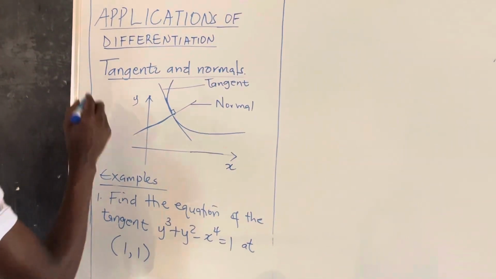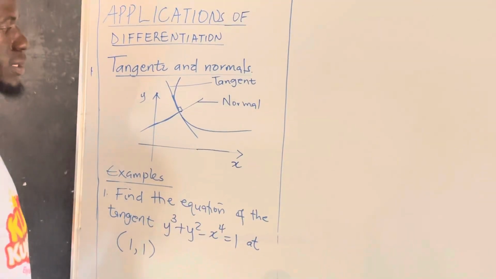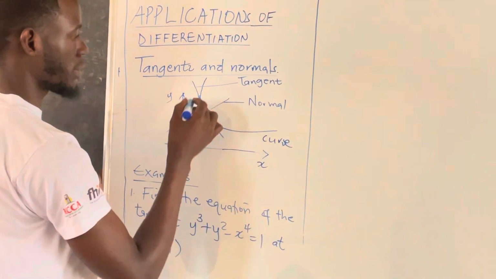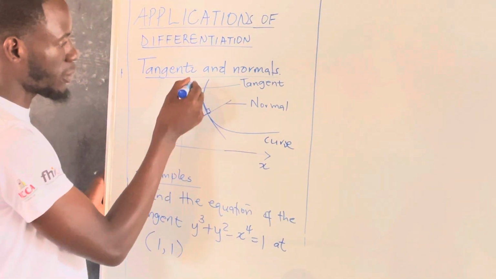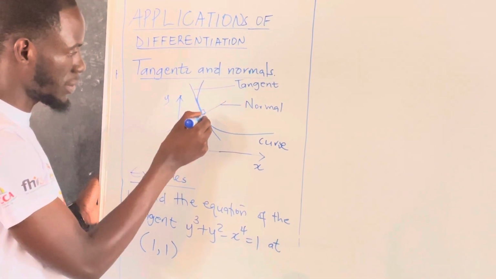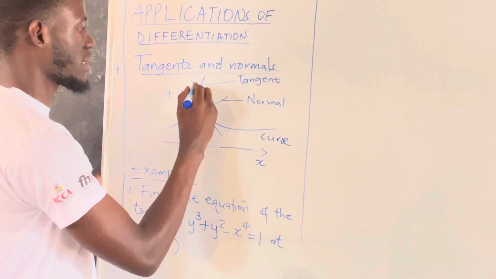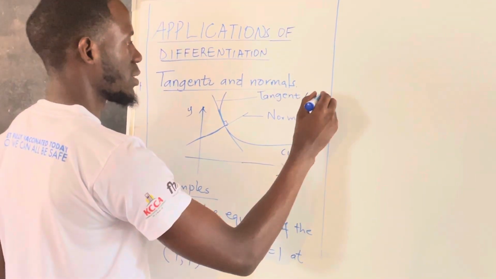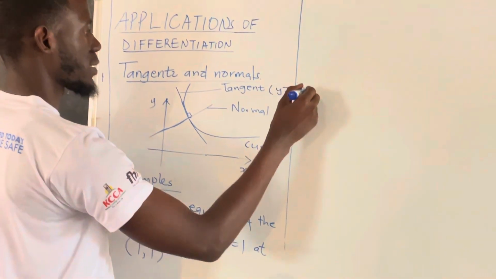Say the first application is tangents and normals. If you have a curve, this curve has a point. At a given point, we have a straight line drawn to that point on that curve, and that line is called a tangent. It's a straight line which is always in the form of y is equal to mx plus c.